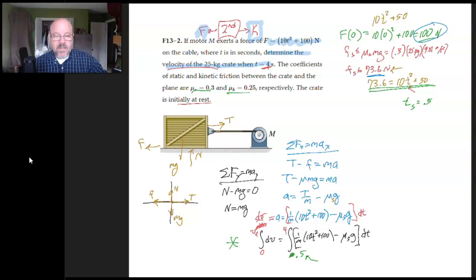Now, this is going to be the pattern in these sorts of problems. We're going to be looking at free body diagrams and forces, and we're going to be looking at kinematics, and we're going to marry the two together to get our final answer. All right, get ready for another one.